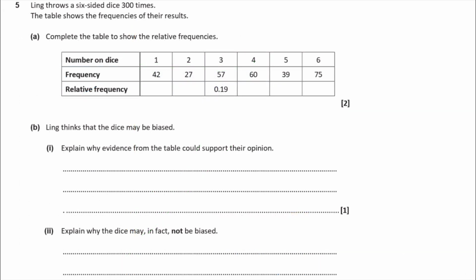Question 5. Ling throws a 6-sided dice 300 times. The table shows the frequency of their results. Complete the table to show the relative frequencies. So we've got 1 done already. We already know that the relative frequency for 3 is 0.19.